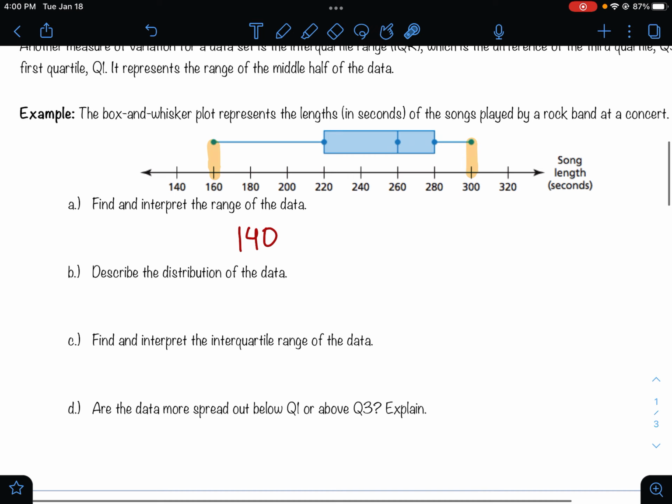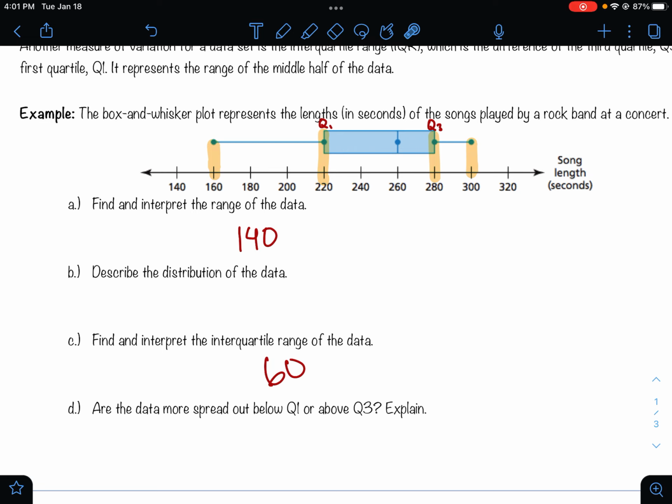We're going to skip B for now. Distribution we'll talk about later, and we'll come back to it. So C, another thing here that you might not be familiar with is what is called interquartile range. Interquartile range is going to be where you figure out the range of your quartiles. So here's quartile 1 and quartile 3. So we're essentially just finding the range between quartile 1 and quartile 3. The range of 220 to 280 is going to be 60.